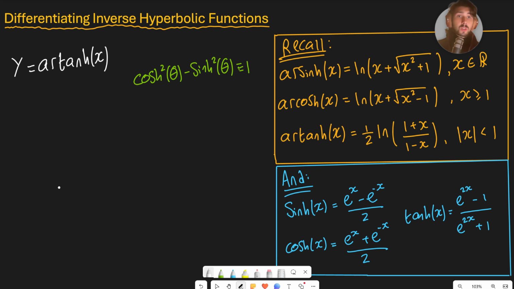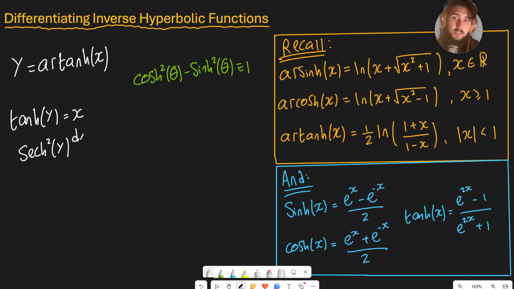So this is y equals r tanh x. Let's take tanh of both sides. So we have that tanh of y is equal to x. Now let's use implicit differentiation. This one's slightly harder, but tanh y differentiates just like the trig one does. So tanh differentiates to sech squared. So it's sech squared y, and again dy/dx equals 1. And then dy/dx is equal to 1 over sech squared y.